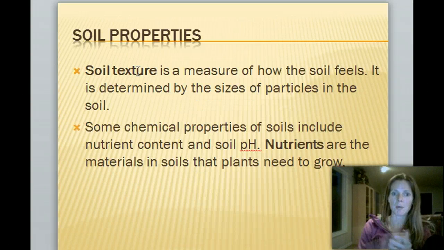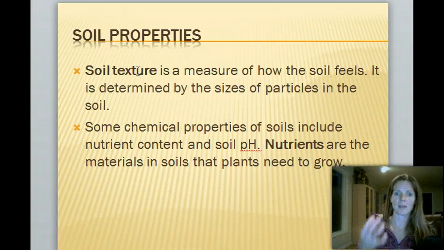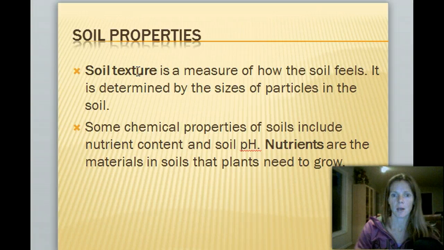But then there's also chemical properties, okay? Chemical properties of soils include the nutrient content and the soil pH. Nutrients are the materials in the soil that plants need to grow. If there aren't any nutrients in the soil, plants will not grow well. So you can always know that if soil is fertile, which we call fertile land, things can grow abundantly. So that's a big difference, the pH and the nutrients. If there's no nutrients there, things can't grow.